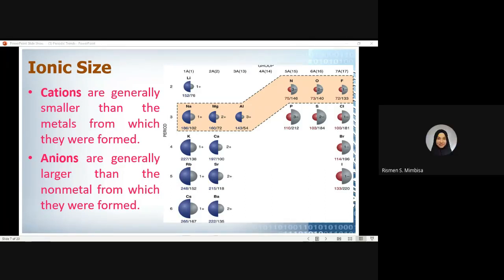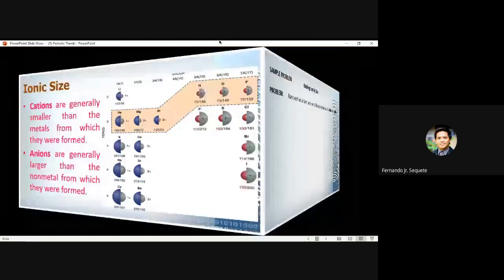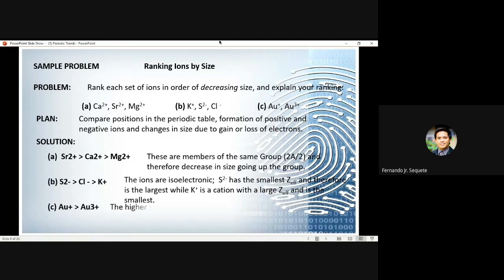Yes, sir. Okay, very good. That is when it comes to ionic size. Although this is just a trend, it is somewhat complicated at the same time. So let's try this example. Ranking ions by size. Rank each set of ions in order of decreasing size and explain your ranking. We will show the correct answers here. Compare positions in the periodic table.